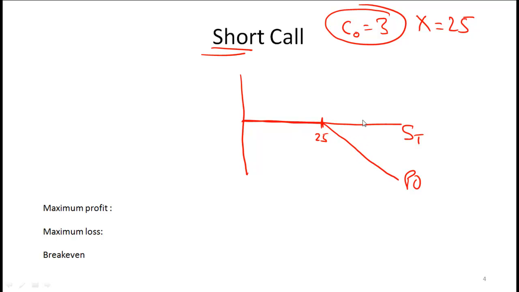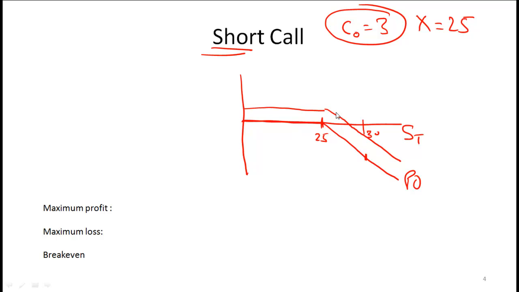If the stock price ends up being $30 at expiration, then your payoff is -5, because the long party will have the right to buy from you for 25. You will have to get the stock from the market at 30 and deliver at 25. So your loss here is -5. This is the payoff for the short call. What does the profit diagram look like? The profit diagram will look something like this.